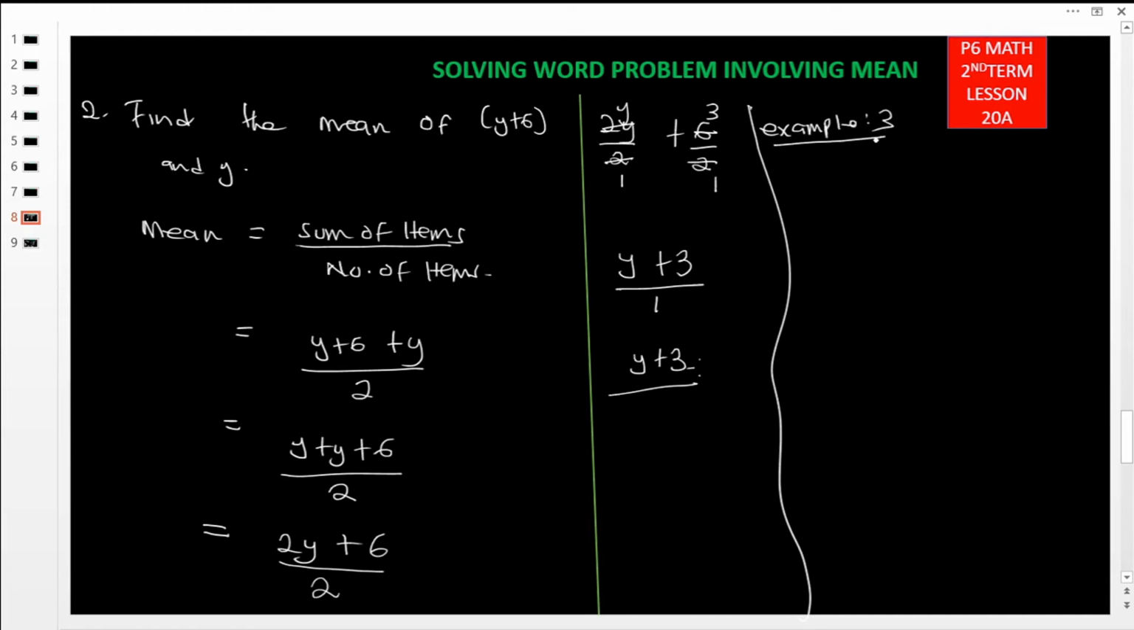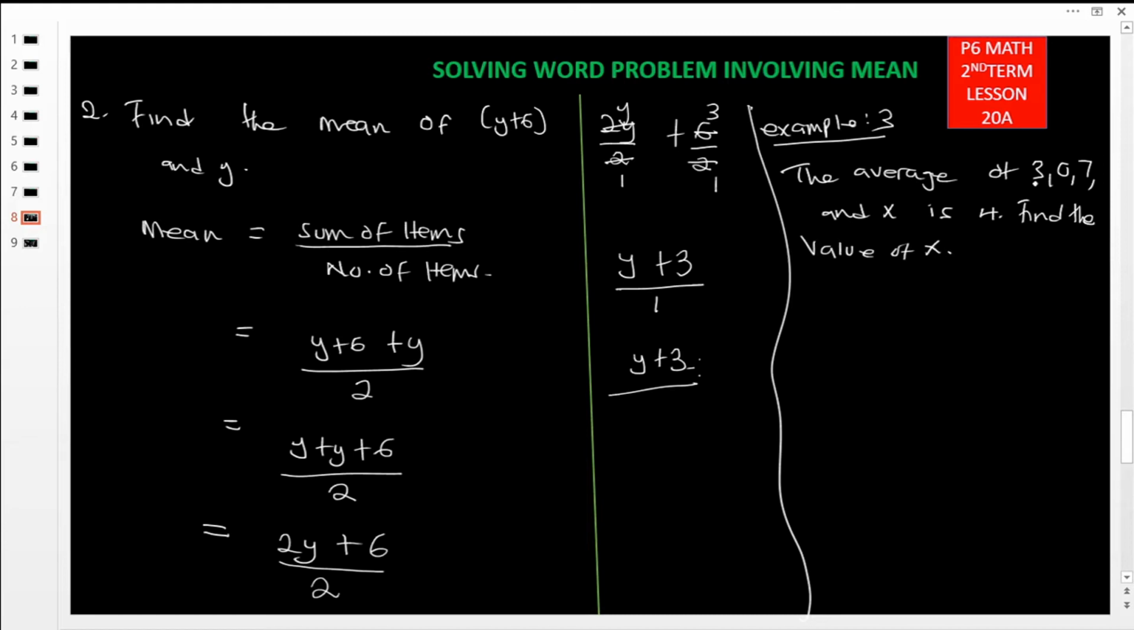Alright, so let us look at another example, and this is going to be example number 3. It is telling us that the average of 3, 0, 7 and x is 4. Find the value of x.